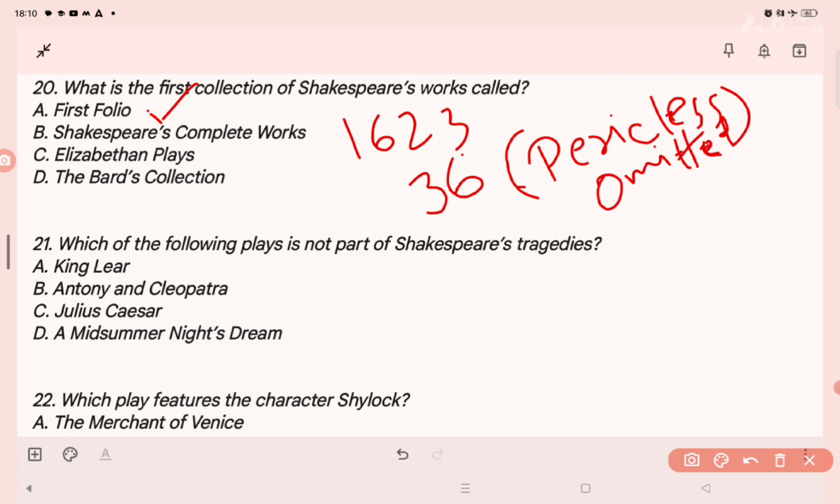Which of the following plays is not part of Shakespeare's tragedy? Option D, A Midsummer Night's Dream. A Midsummer Night's Dream is a comedy. The other plays, King Lear, Antony and Cleopatra, and Julius Caesar are tragedies.